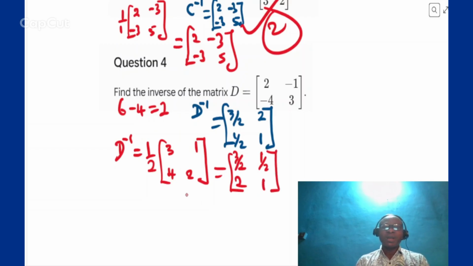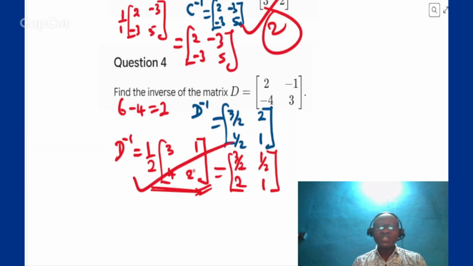Okay, let me show you something quickly. What I want to show you quickly is that you can actually leave your answer like this here. In most exams, you must not necessarily multiply the 1 over 2 into the matrix. Do you understand? Yes, sir. If you leave it like this, it is still a correct answer. So at this point, it can be marked. But if you still multiply it, you are not wrong because that is a scalar multiplication of a matrix.